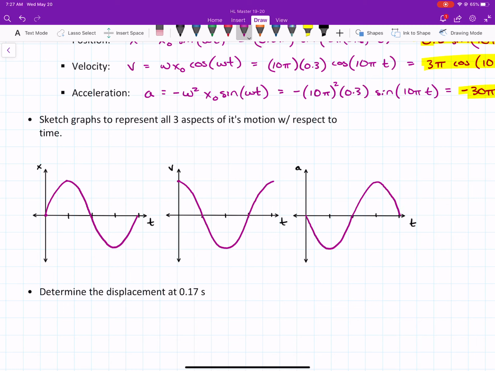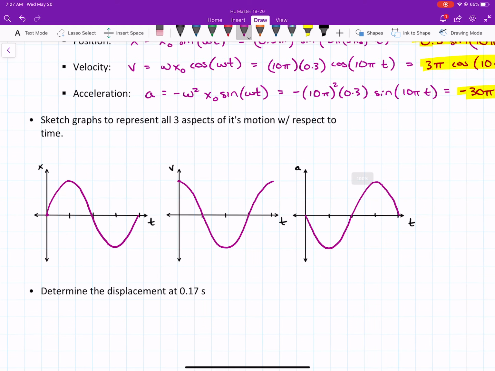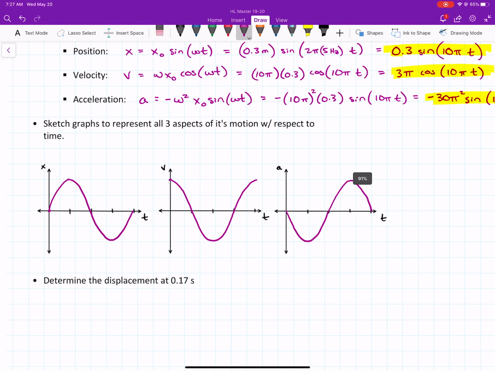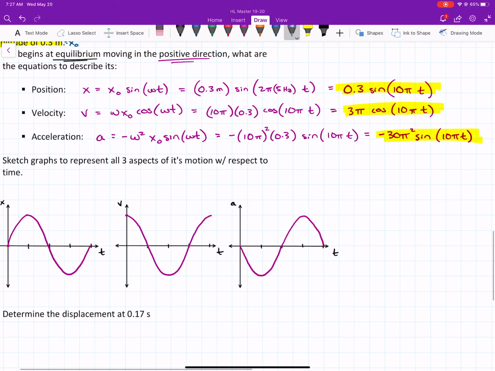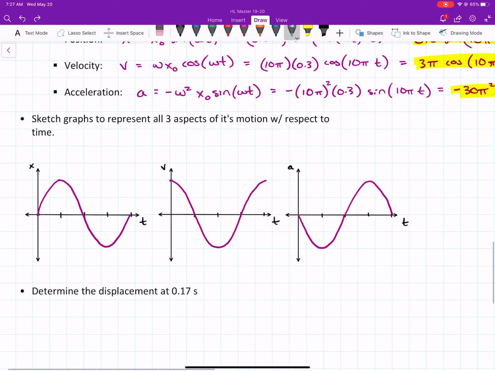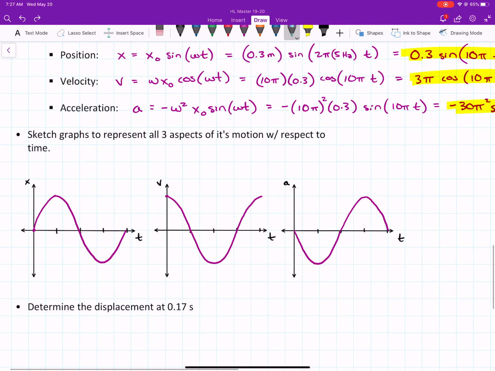Now, since we do have what those maximum and minimum values are, we should be labeling those on our graph. So I'm going to look up here at these equations we have, where we have 0.3, 3 pi, and negative 30 pi squared. Those are the maximum values for each of our graphs, so we want to make sure we put those on the axes. So for position, this maximum and minimum are going to be 0.3 and negative 0.3.